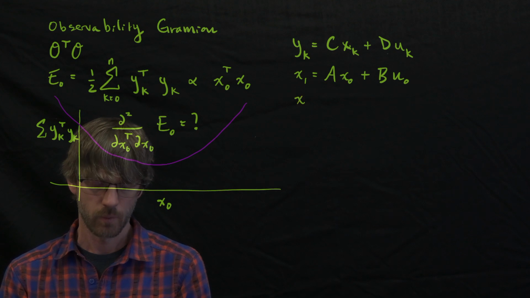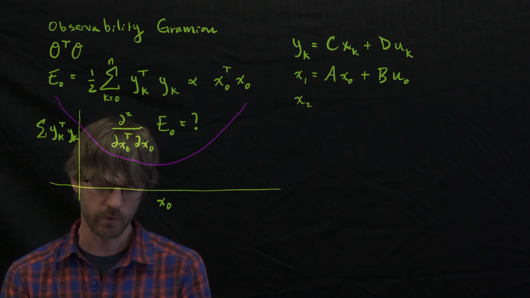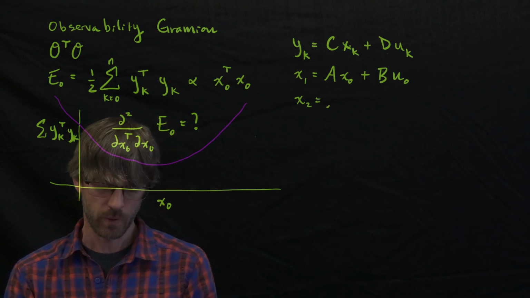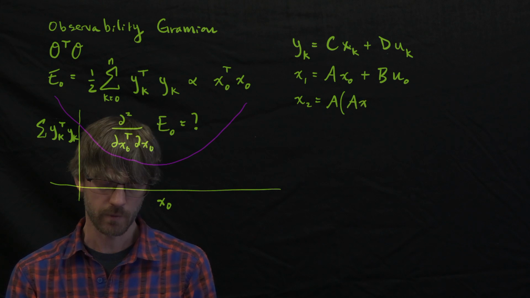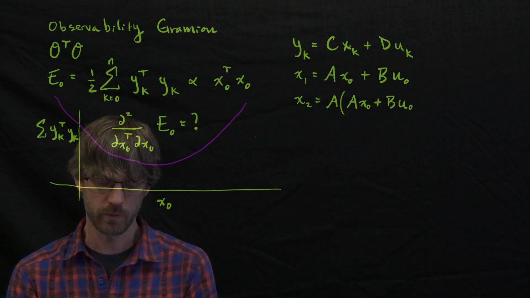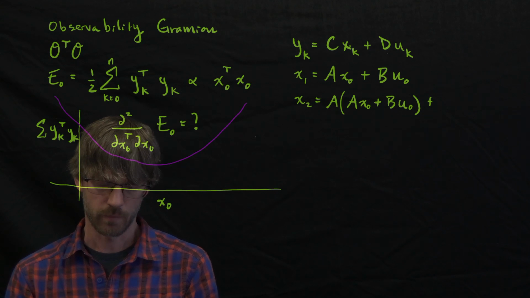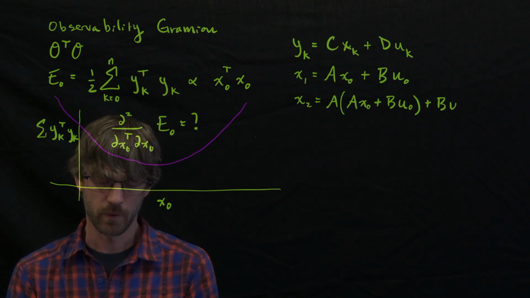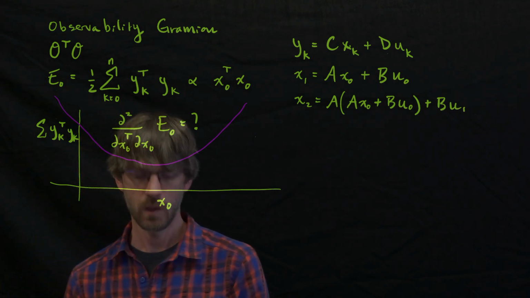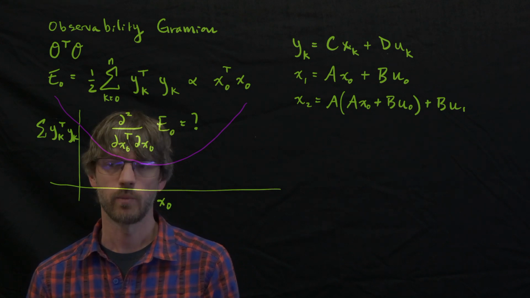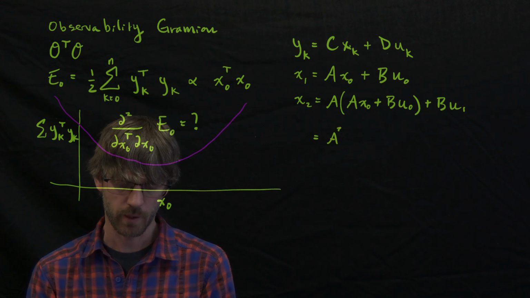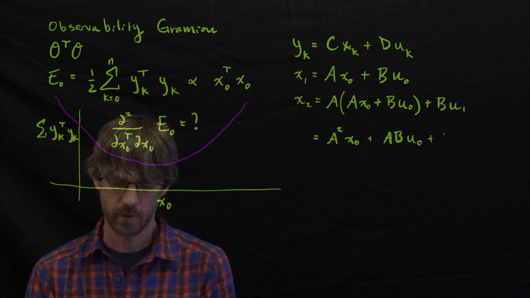Now we can write out what our state would be one time step later at x2. This is just going to be A times the previous time step, which is x1. So we'll have A times (A x0 plus B u0) plus B u1. Now we can expand this out and simplify it, and we'll see that we're getting to a relatively familiar form. So this can be written out as A squared x0 plus A B u0 plus B u1.